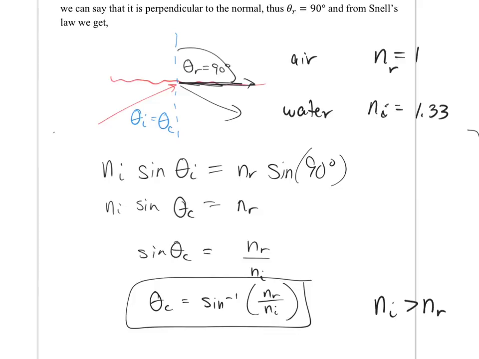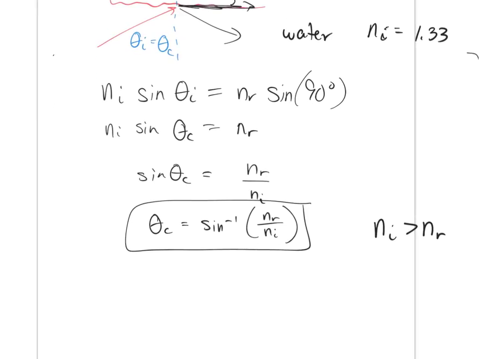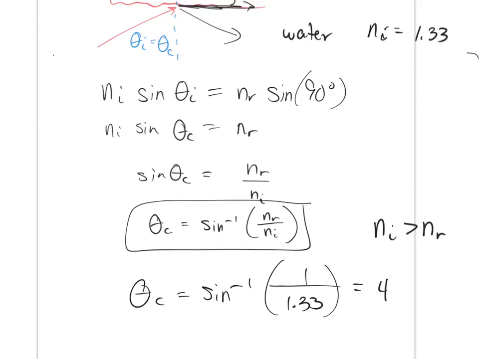If the denominator is bigger than the numerator, like in this case, we've got 1.33 and 1. Air is Nr, that's what we're trying to get into. Water is Ni, that's what the laser starts in. If you evaluate this, you're going to get something in the 40s. I forget the number. Somebody in the other class did this. What do you end up getting as an angle here? 40 what?